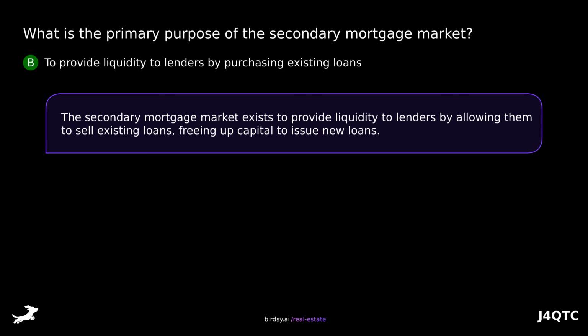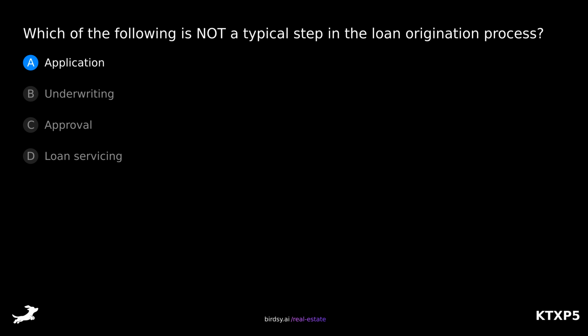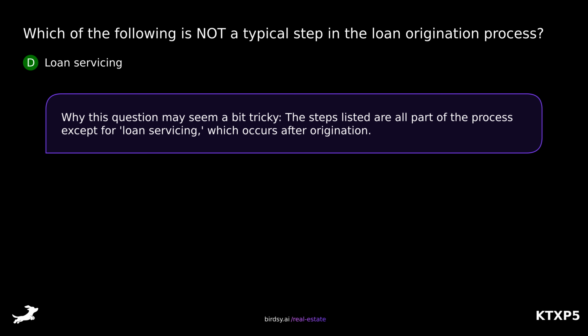Which of the following is not a typical step in the loan origination process? Is it A, application? B, underwriting? C, approval? Or D, loan servicing? The answer is D, loan servicing. While this question may seem a bit tricky, the steps listed are all part of the process except for loan servicing, which occurs after origination.